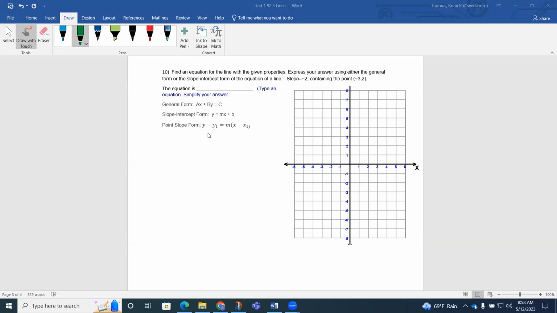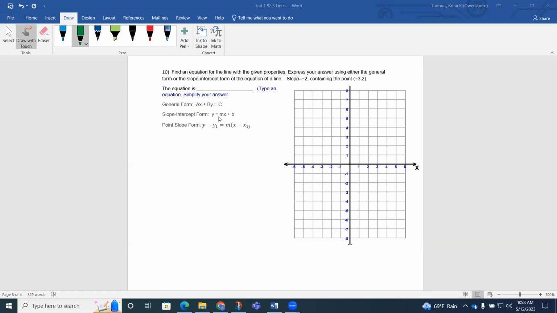So general form looks like this: ax plus by is equal to c. So the x and y are on the same side of the equation. The a, b, and c have to be integers. They can't be fractions or decimals. A's actually got to be a positive value as well.